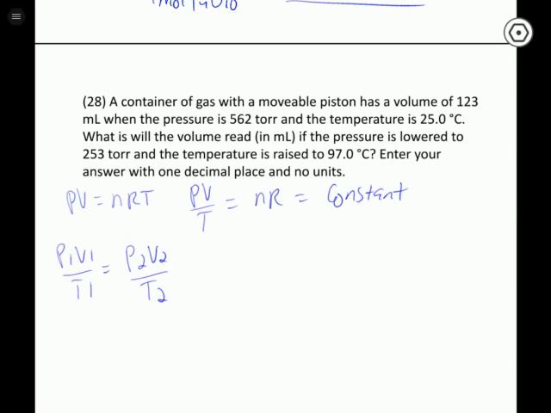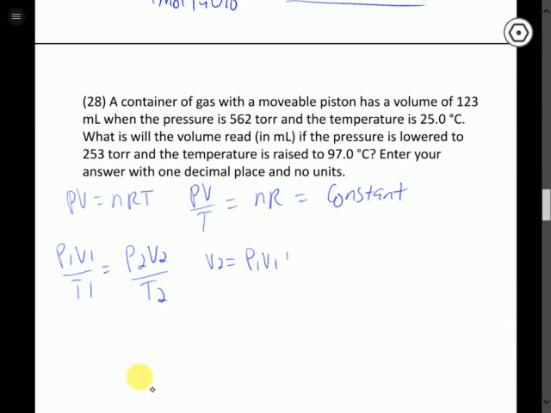This is a very common one, though, because if you have a set amount of gas, some number of moles of gas, and you're changing some combination of pressure, volume, and temperature, you're going to have this relationship between those three parameters. So in this case, we're looking for the final volume, so we'll call that V2, and we just solve for V2, which is going to be P1 V1 times T2 over T1 P2. All right, so make sure we do the algebra right. We get that relationship there, and now we can just start putting things in.